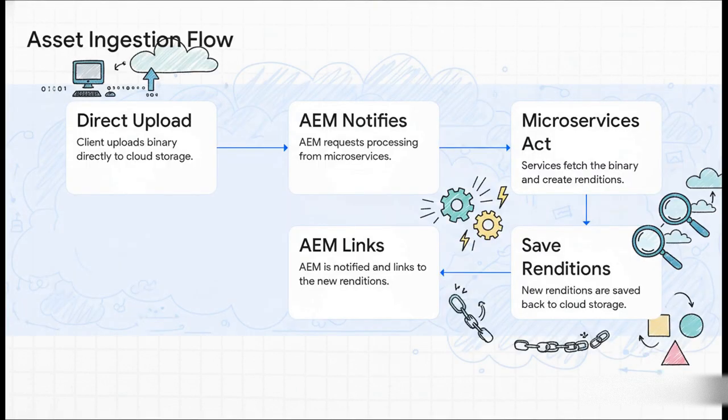And here's the really cool part of this whole flow. Notice how the main AEM instance barely even touches the big original asset file. You upload directly to cloud storage. AEM just acts like a traffic cop, telling the microservices, hey, there's a new file over there, go work your magic. The microservices do all the work and put the results back in storage. AEM just keeps track of it all. That's the secret to its performance.